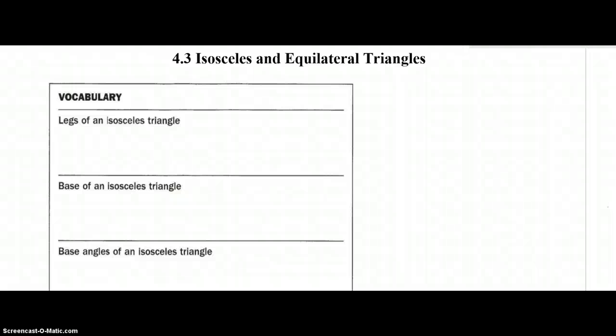Okay, so we're talking about isosceles and equilateral triangles. Let's do equilateral first. Talk to me about what an equilateral triangle is. All sides what? Congruent or equal measures. That's right. And what about an isosceles triangle? Two sides. Or just two? Or more. That's right. So two or more.